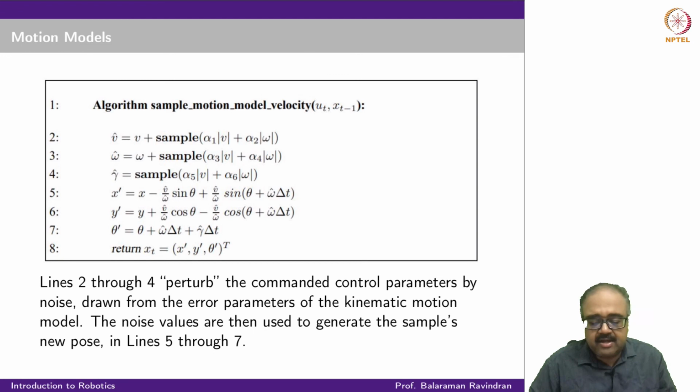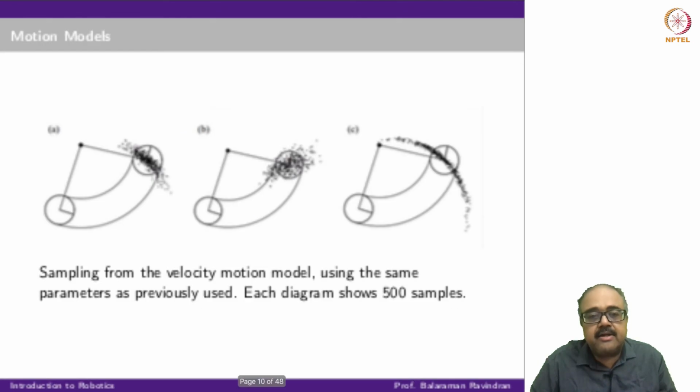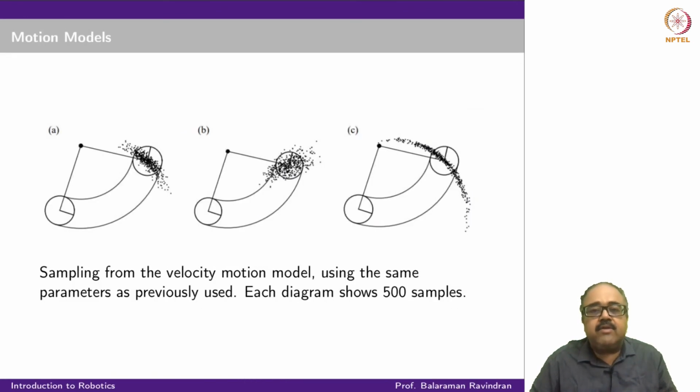I perturb the actual v and omega to get my v hat, omega hat and gamma hat. And once I get that, the actual predictions of x prime, y prime and theta prime are deterministic equations, just using the kinematic motion model to get the actual locations. If I call this function repeatedly, I am going to get different samples depending on what values I sample for v hat, omega hat and gamma hat. So this is basically the particle filter version of it. This is slightly easier to implement, and it goes with the particle filter that we used for the motion tracking earlier.